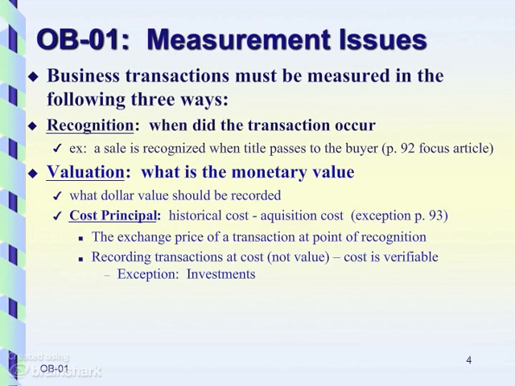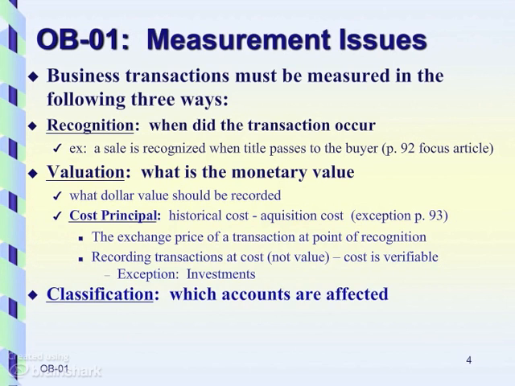The next question becomes classification. Which accounts are affected by a transaction? We maintain a chart of accounts to choose from for each type of transaction. What accounts are affected by the transaction? What's debited and what is credited? Let's say, for example, tools.